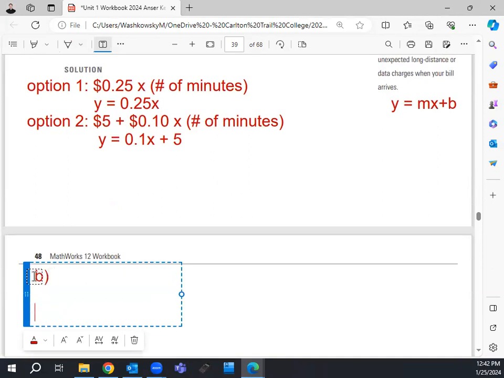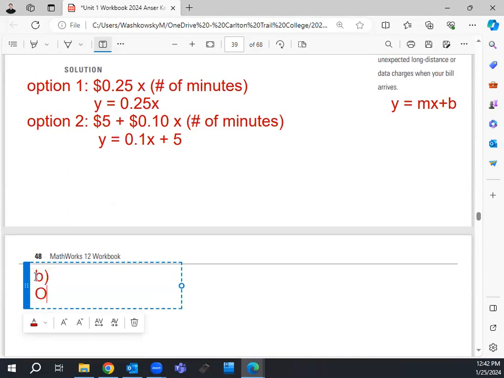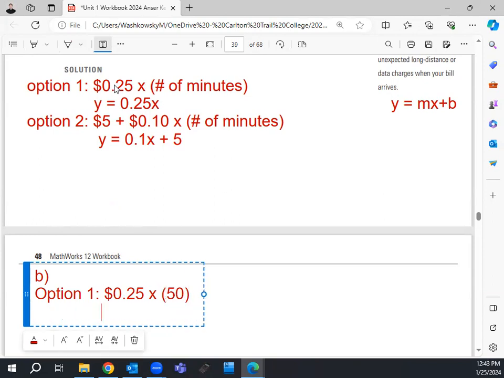And just like before, I'm going to organize it. Keep yourself organized. Option 1, I have my formula. I know how many minutes it is, so I'm just going to take my formula: $0.25 times the number of minutes, which is 50. Calculator does all the hard work for me. That's going to give me $12.50.